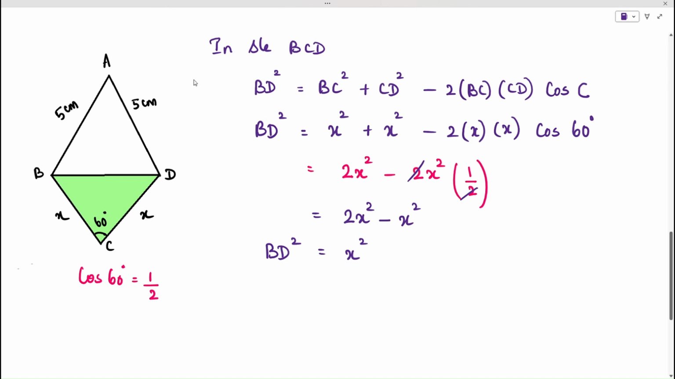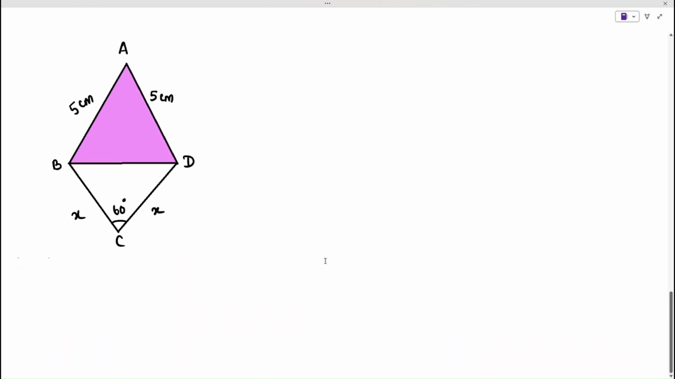This leaves BD as x, but we can keep BD squared equals x squared now because it will help us with the second part of our question. In part 2, we're going to consider triangle ABD. Here we have triangle ABD shaded in. Now we're going to use this to find the angle BAD. If we see in the question, it asks us to find cos of angle BAD. And we've now calculated side BD.